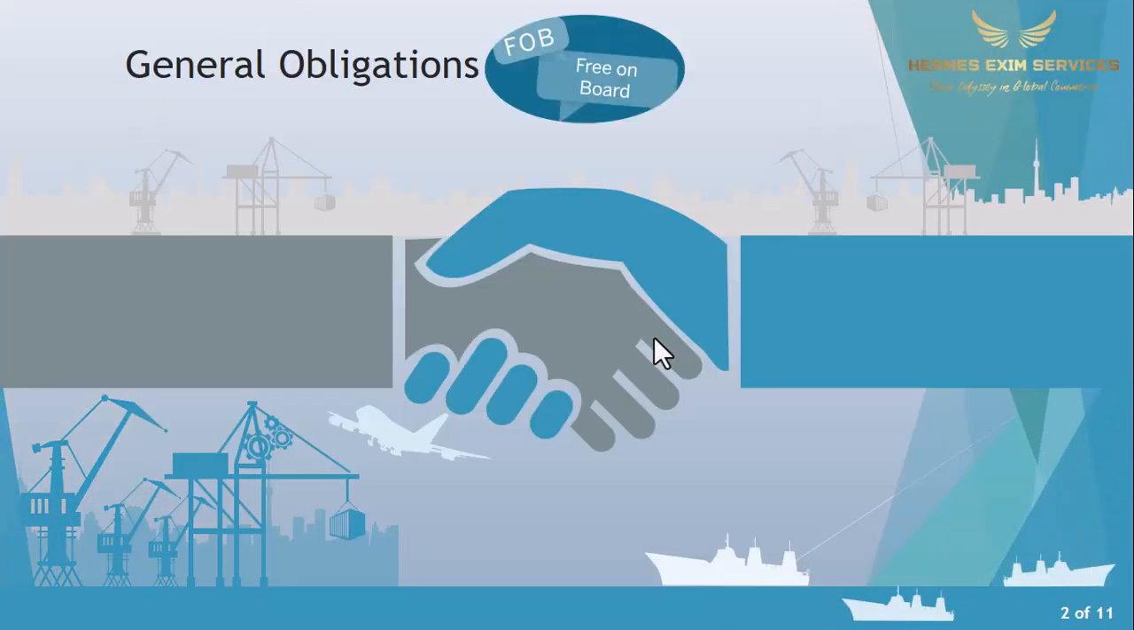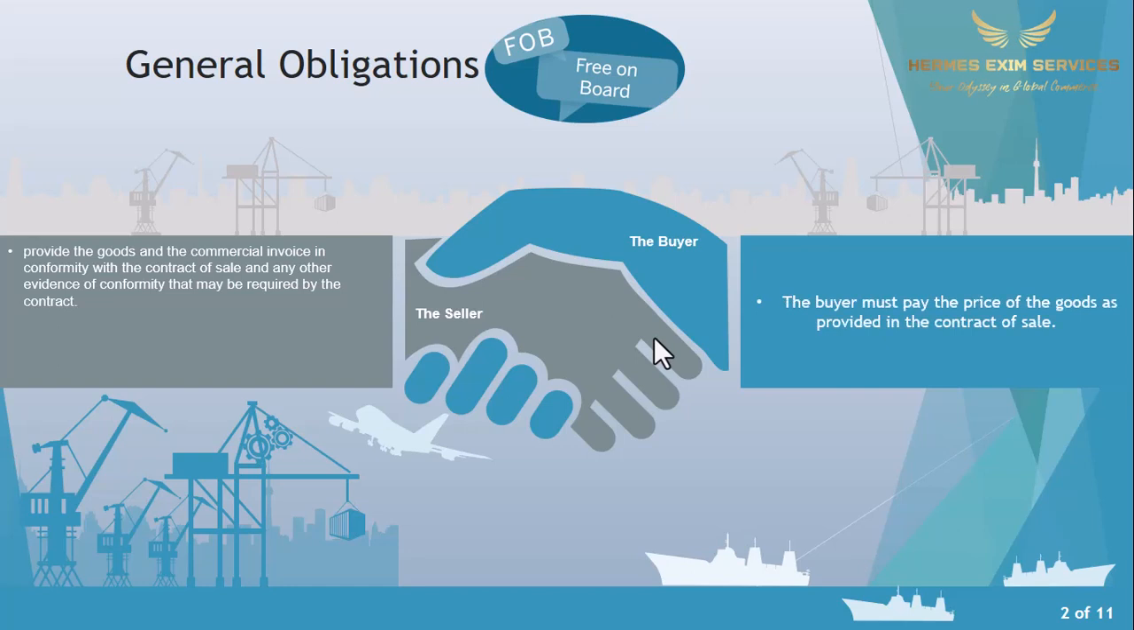In FOB, the seller must provide the goods and the commercial invoice in conformity with the contract of sale and any other evidence of conformity that may be required by the contract. The buyer must pay the price of the goods as provided in the contract of sale.